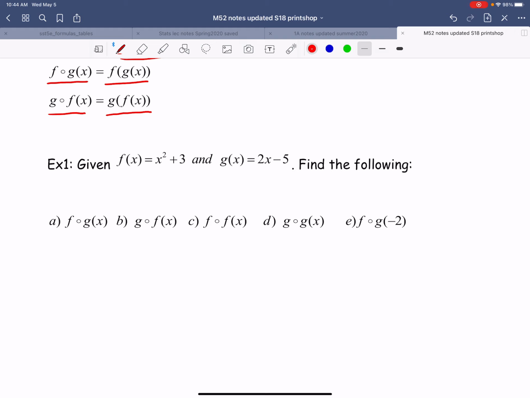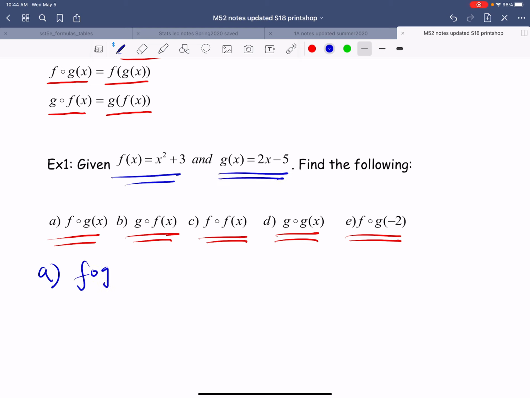Here are several different parts, A, B, C, D, E. I'm going to start with part A. So this is my f of x, and this is my g of x. I'm trying to find f of g of x. I personally like this form more. It makes more sense to me what's happening.